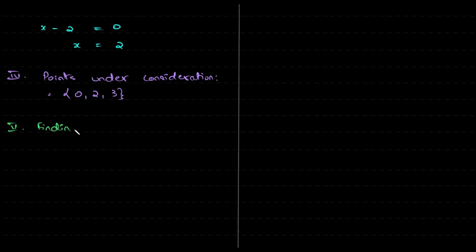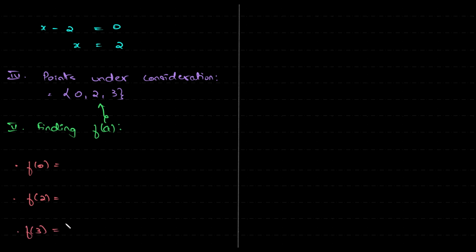So next step is listing the points that we have to consider. Points under consideration involve your extreme points, so in this case it is 0 and 3, along with that 2. So finding f of a, where your a comes from this set of values, right? That's it. So f of 0 we have to figure out. Then we have to figure out f of 2 and f of 3.